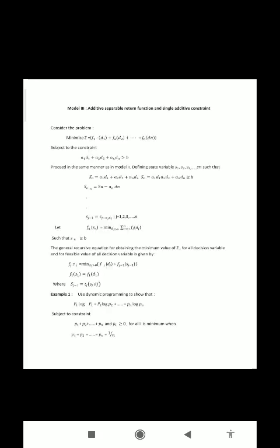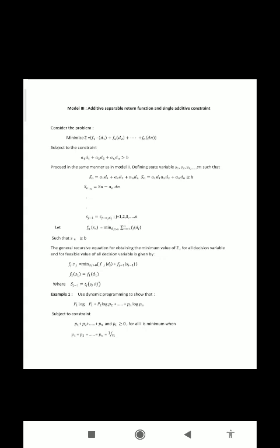In the previous video lecture, we have seen what a dynamic programming problem is, the terms involved in dynamic programming, the concept of dynamic programming, and some examples. There are several methods available in this technique, in which I have taken Model 3, namely the additive separable return function and single additive constraints.